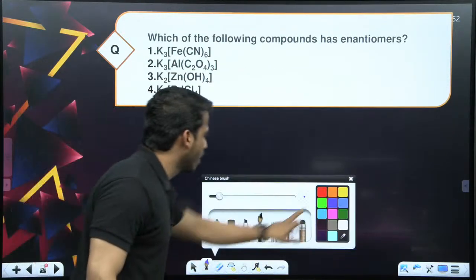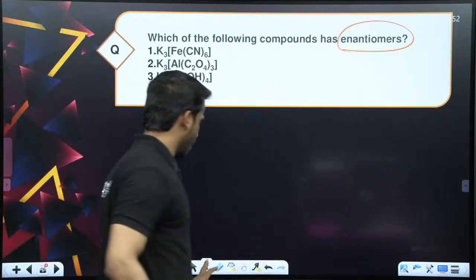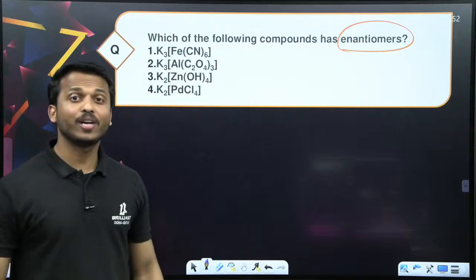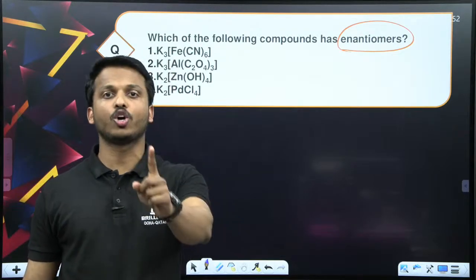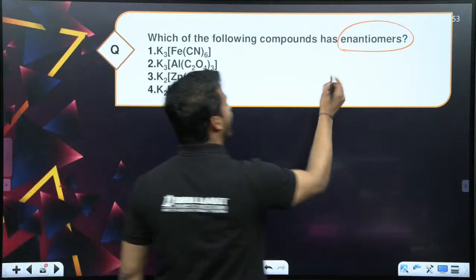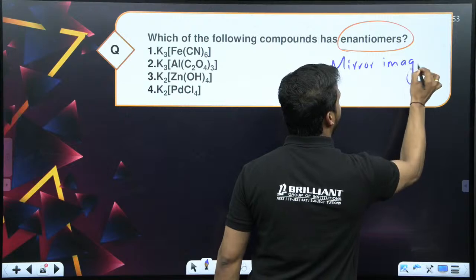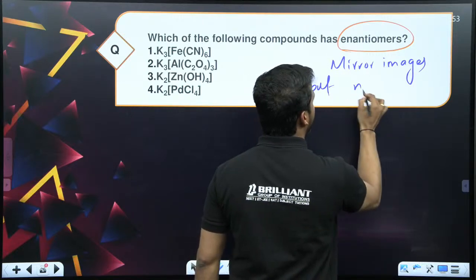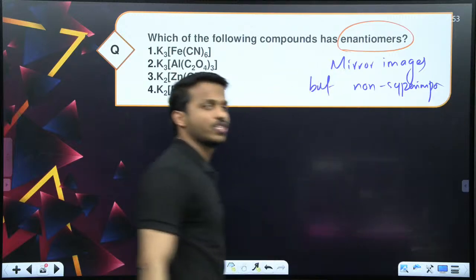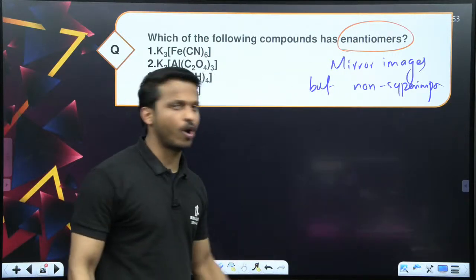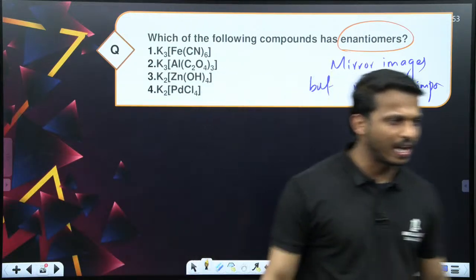6. Next question. Which of the following compounds has an enantiomer? You studied already what are enantiomers in our haloalkane chapter. What are enantiomers? They are mirror images, but non-superimposable. Which one can show optical isomerism?